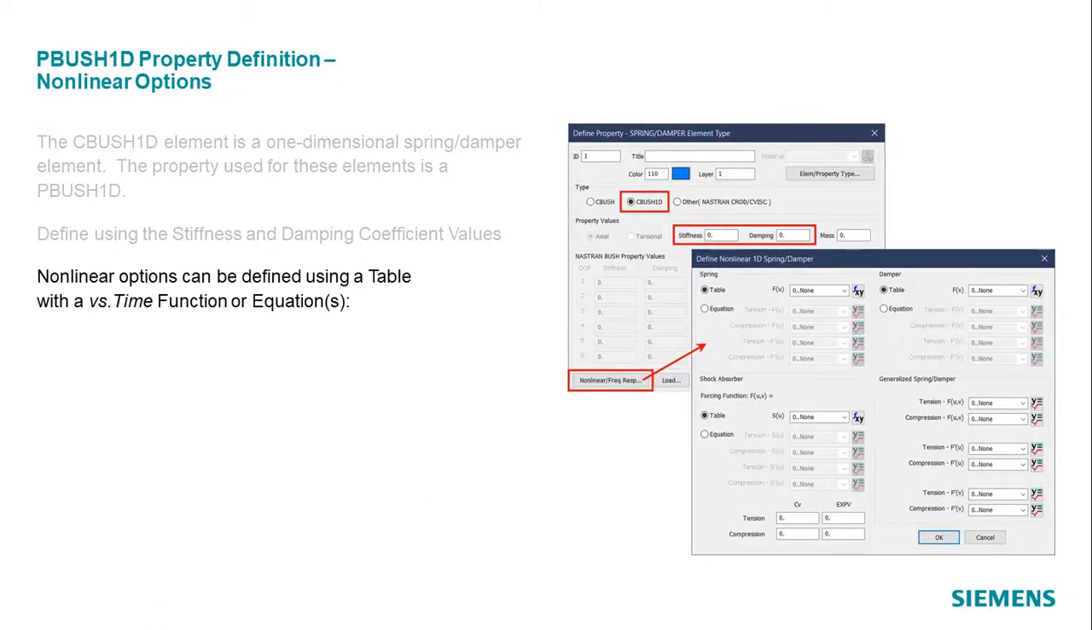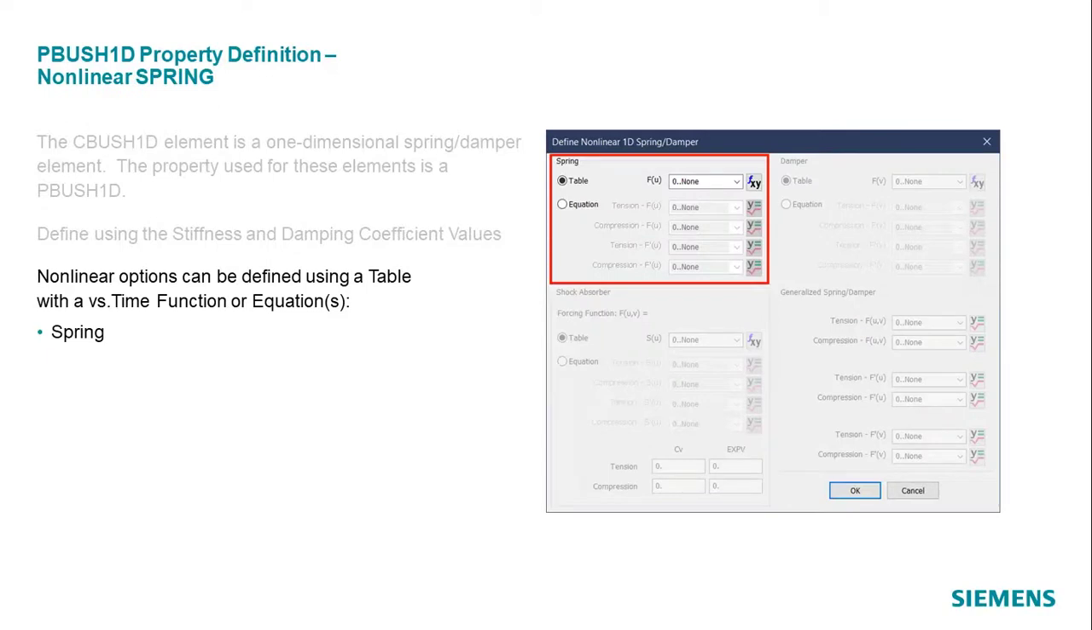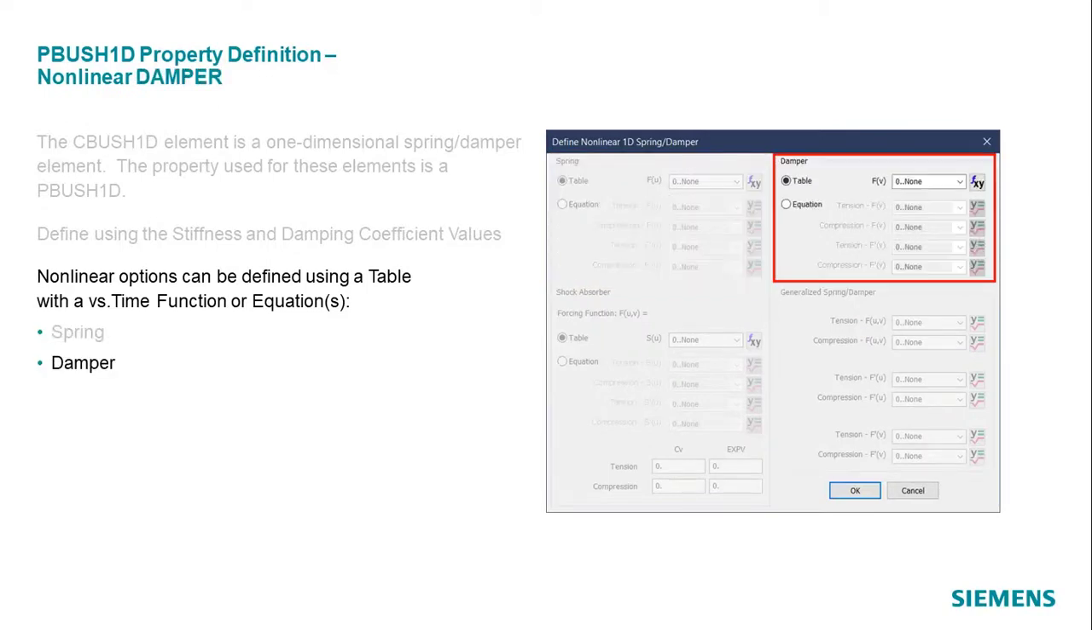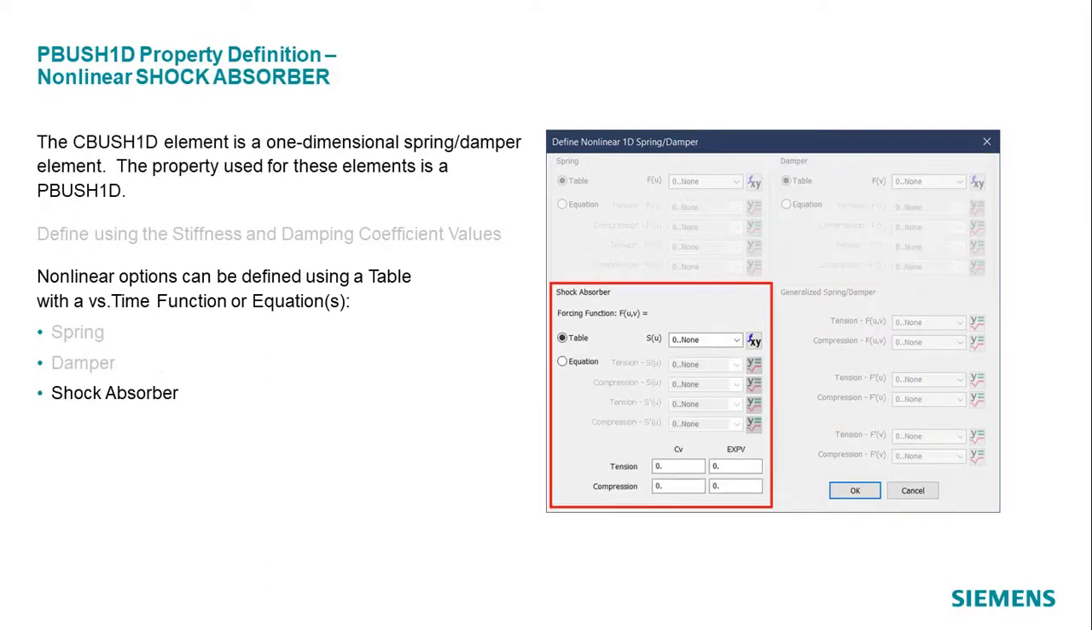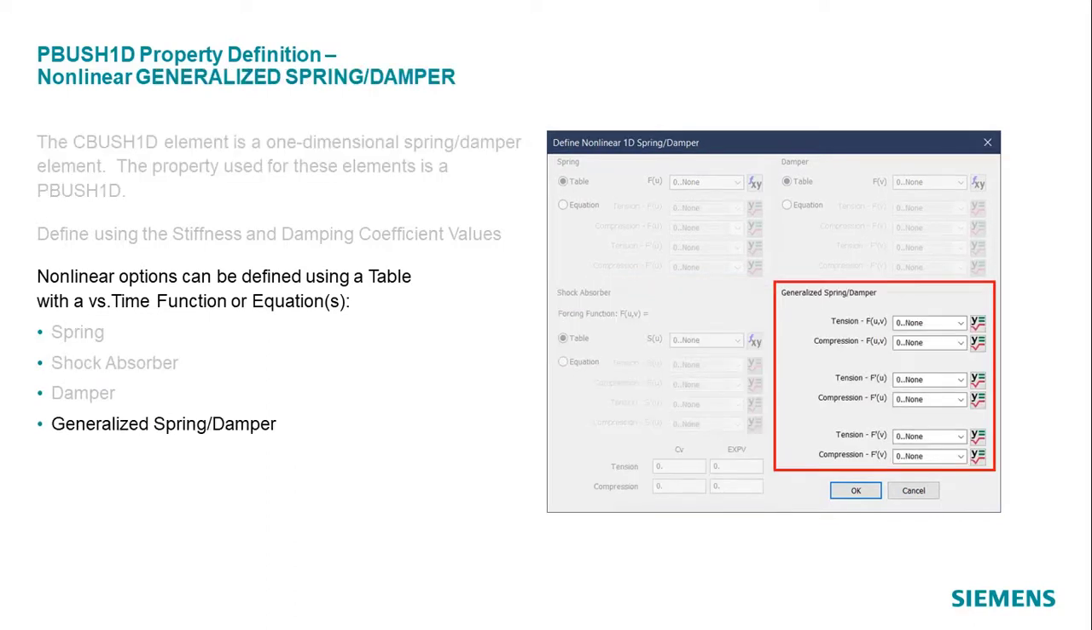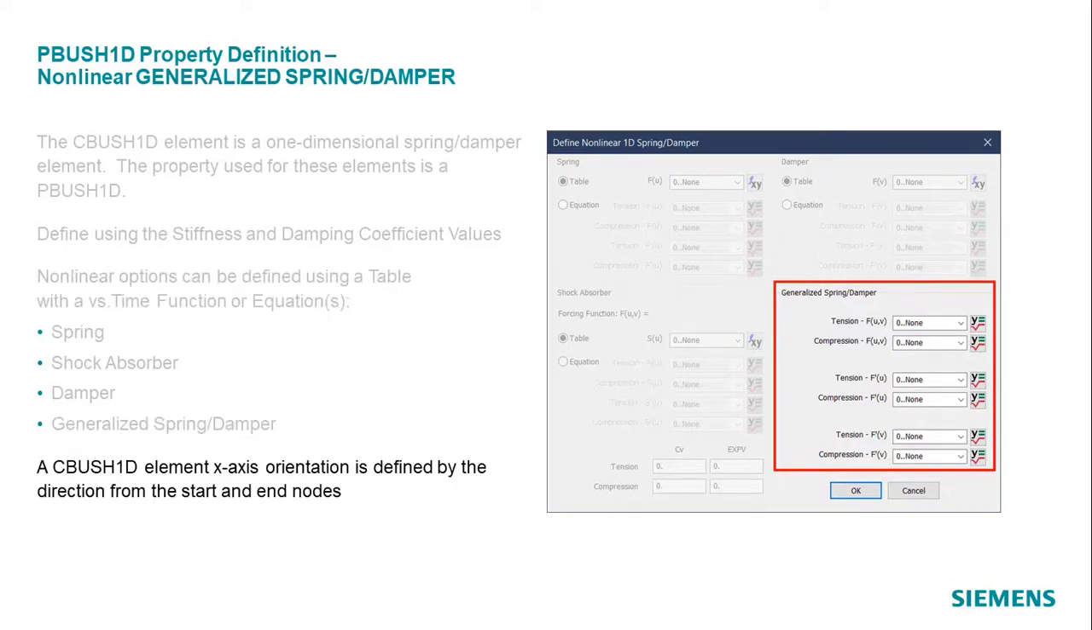You define this property using stiffness and damping coefficient values. Nonlinear spring dampers can be defined using a table with a force versus time function or with equations. These options define a nonlinear spring, damper, shock absorber, or a generalized spring damper. A CBUSH1D element x-axis orientation is defined by the direction from the start and end nodes.